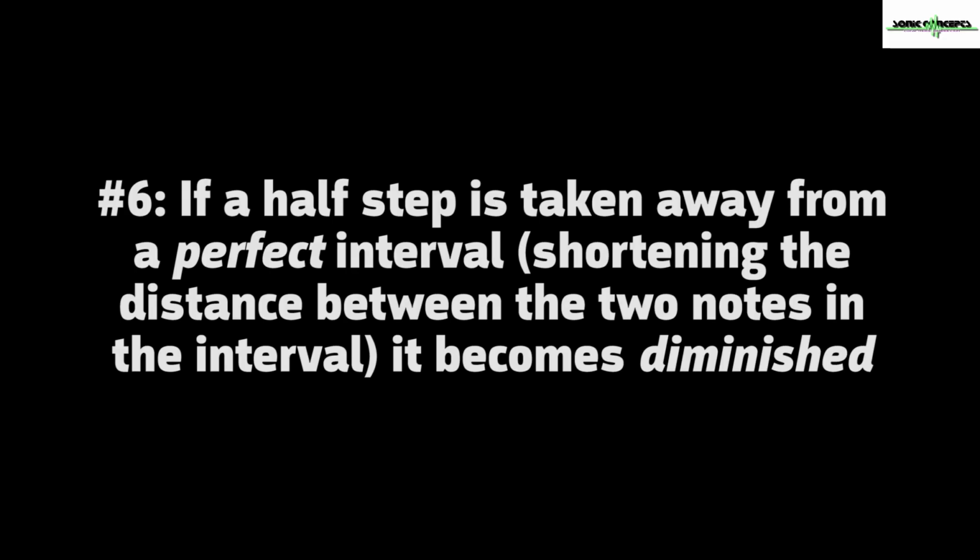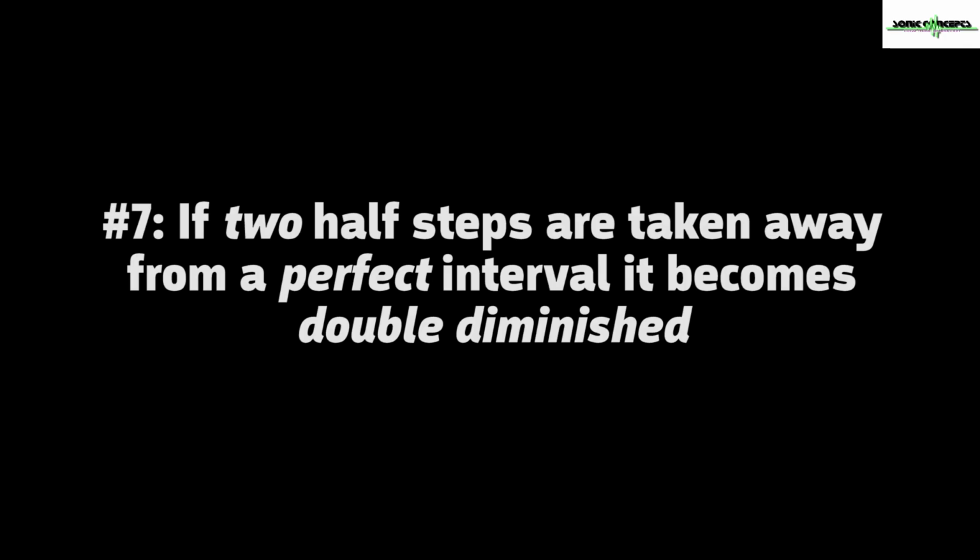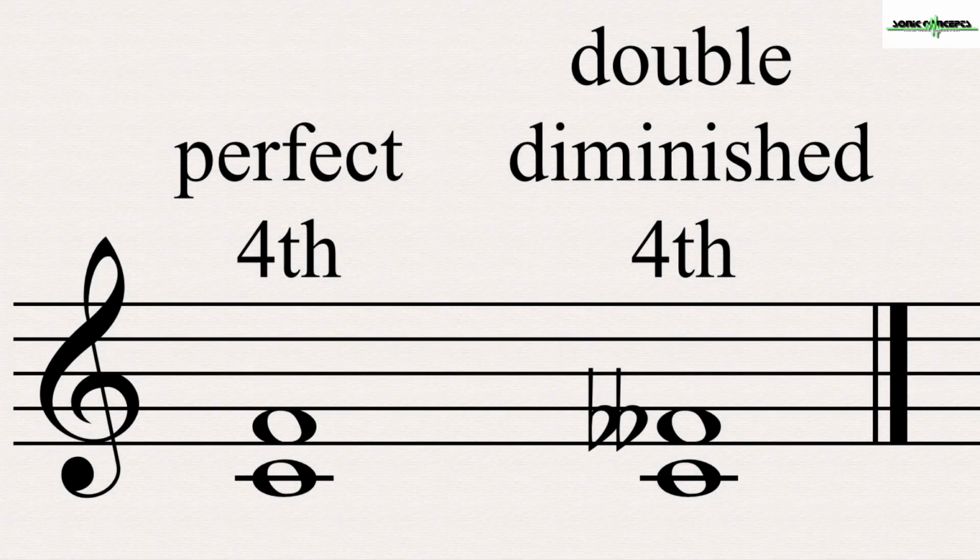Number 6, if a half step is taken away from a perfect interval, shortening the distance between the 2 notes in the interval, it becomes diminished. For example, a half step taken away from a perfect fourth renders a diminished fourth. Number 7, if 2 half steps are taken away from a perfect interval, it becomes double diminished. For example, 2 half steps taken away from a perfect fourth renders a double diminished fourth.